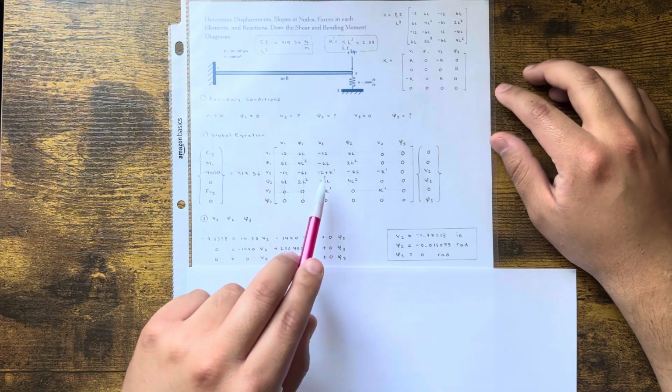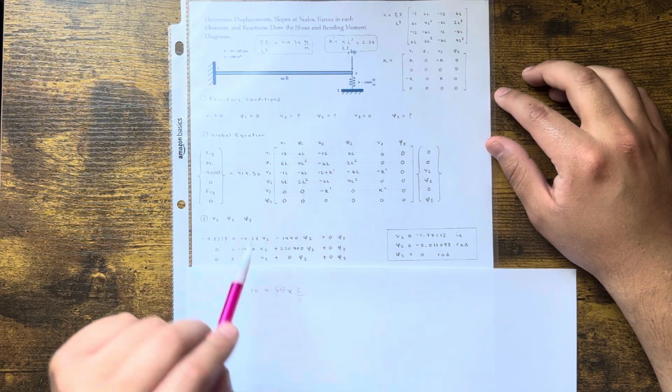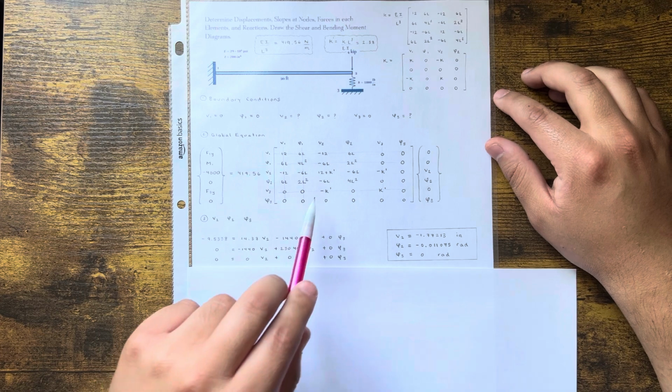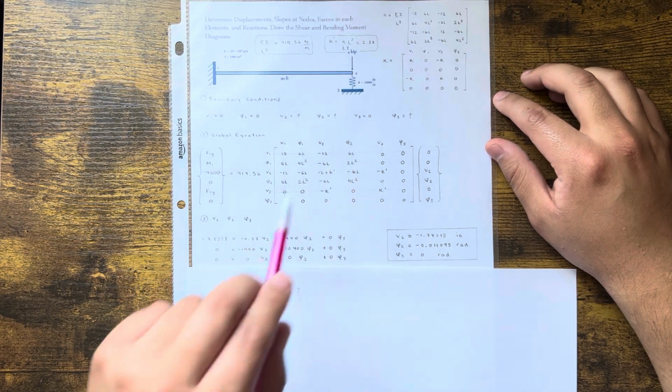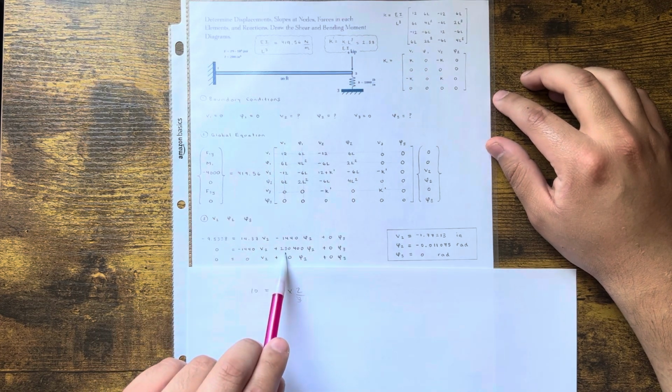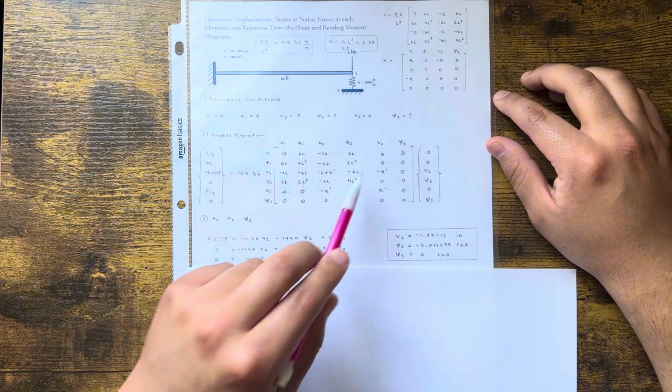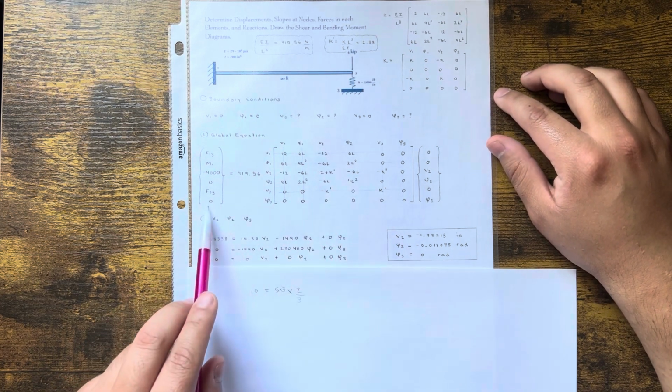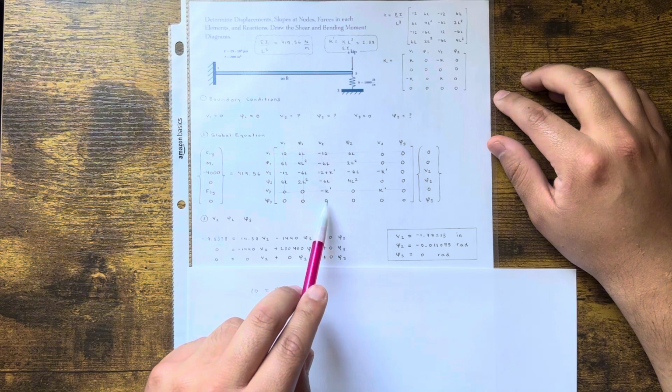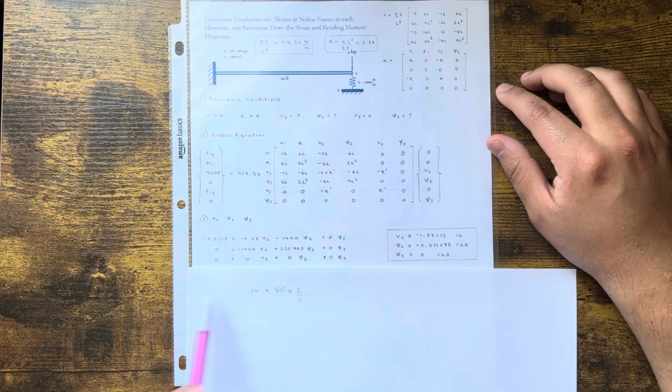0 is equal to negative 6L times V2, which is negative 1440, plus 4L squared V2, which is that number, 230,400, and then 0 V3. And then finally, for the last one, same thing. 0 is equal to 0 V2, 0, 0, everything 0.